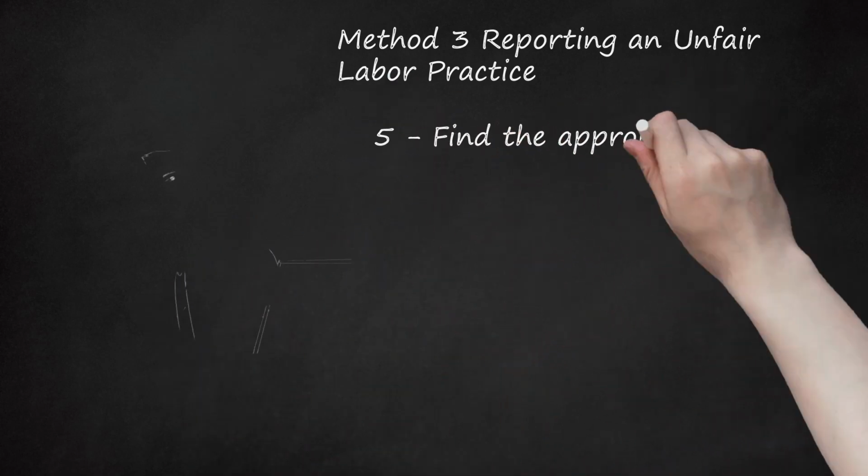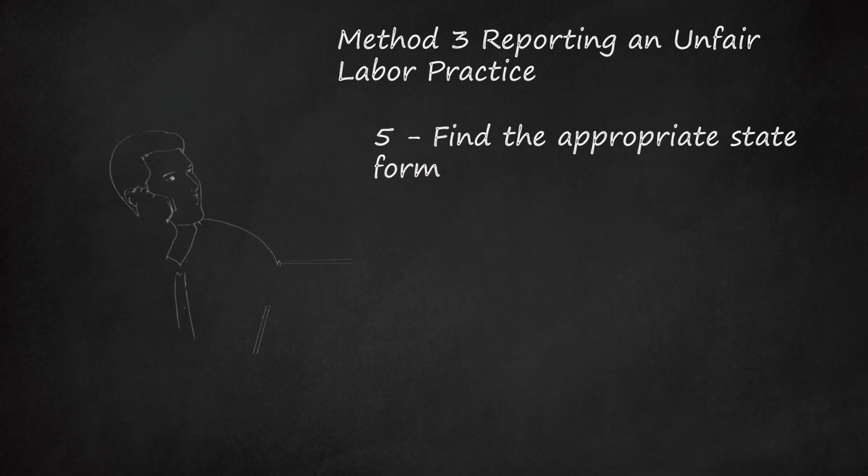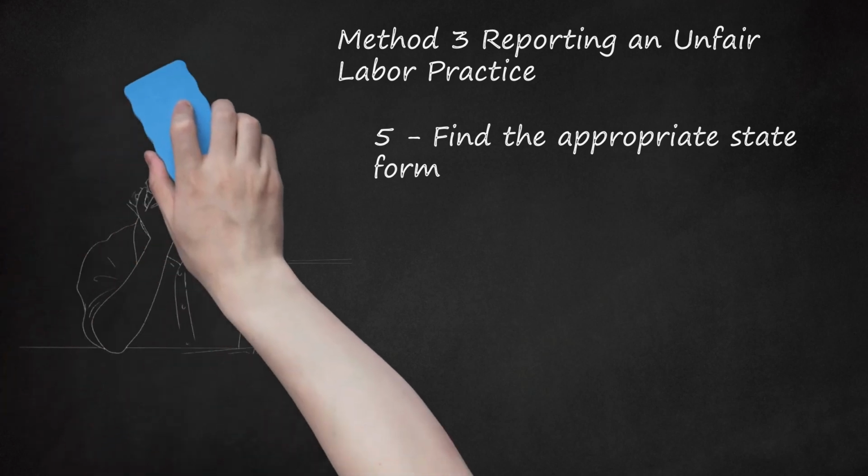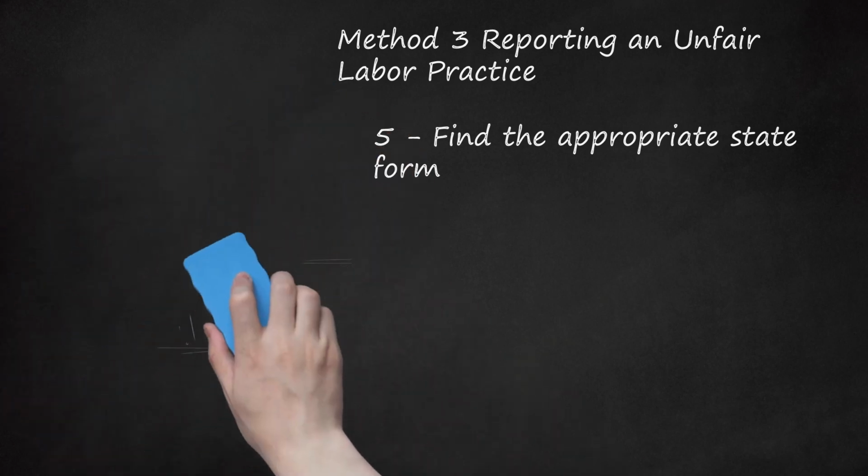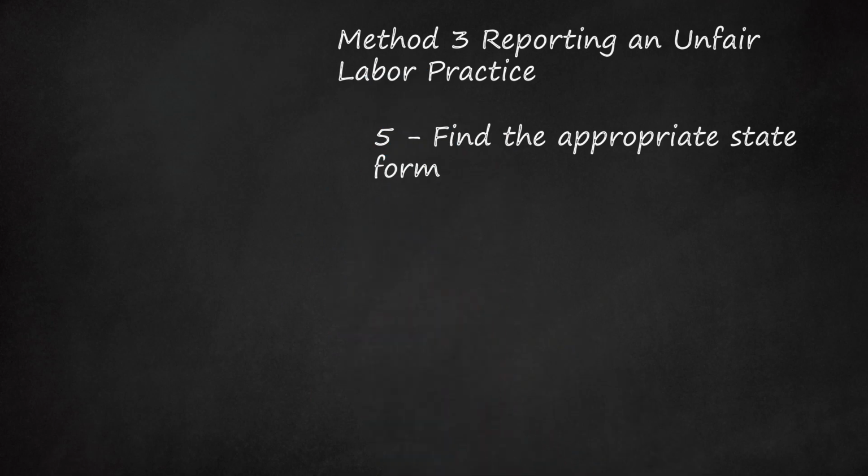5. Find the appropriate state form. You should contact the state agency and ask for the pertinent form. Forms differ from state to state. In California, for example, there is a form online for you to use whether you are bringing a charge against an employer or a union. To view this example, click here.